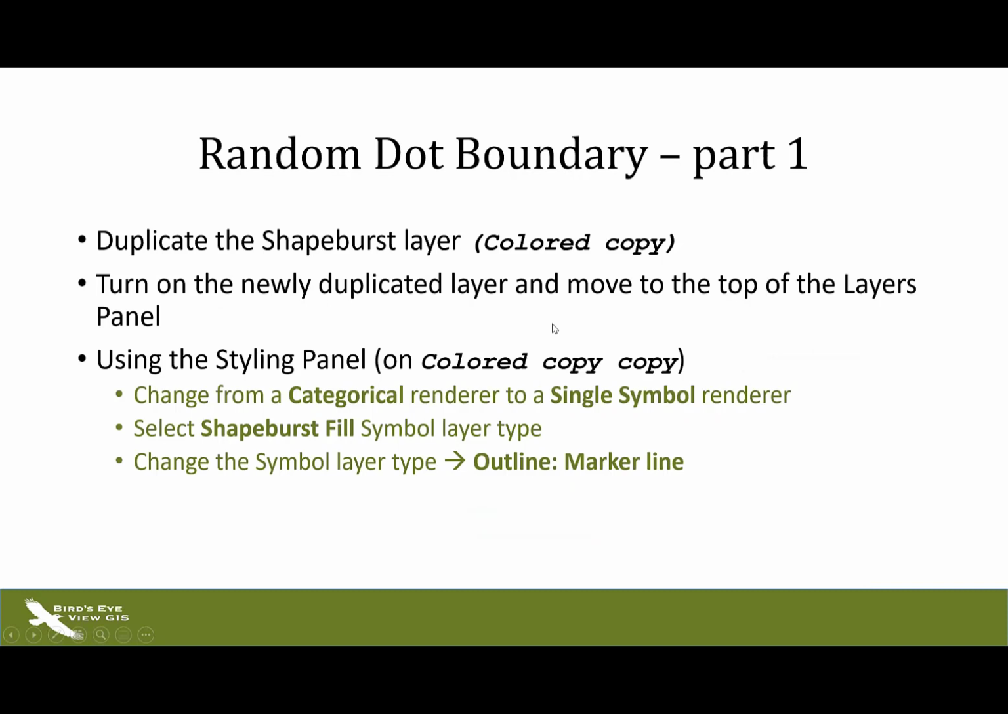So this is what you're going to do. You're going to duplicate the Shapeburst filled version of the states. Turn on the newly duplicated layer and move it to the top of the layers panel. Then switch it from categorical back to the default single symbol renderer. Then select the Shapeburst symbol layer type and switch that to outline marker line.